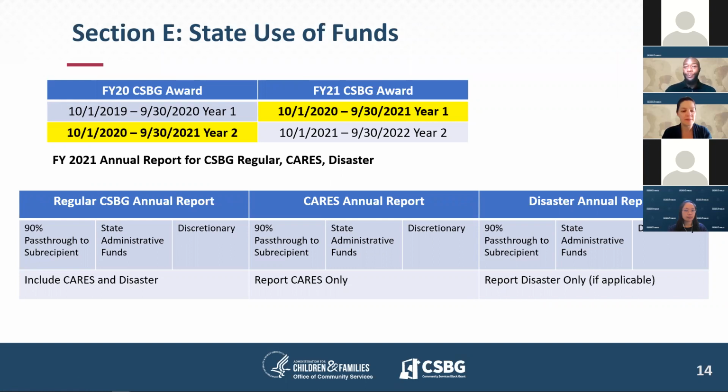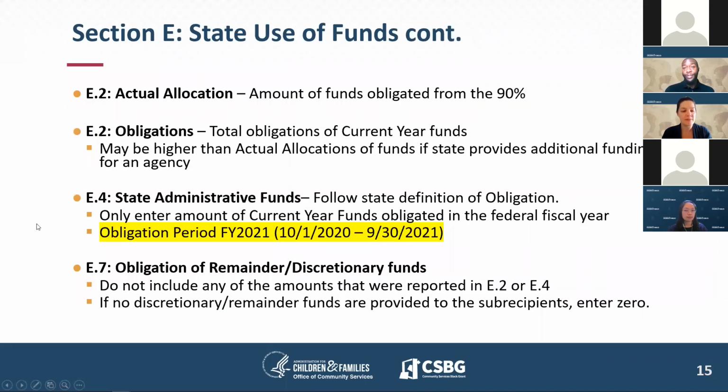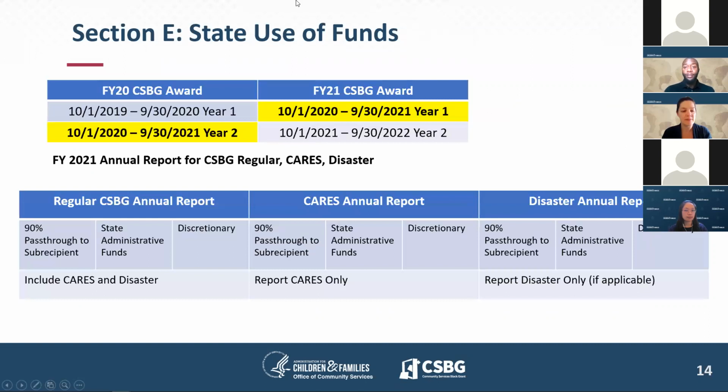The information I'm going to cover is Section E, use of funds. The reporting period for the FY 2021 annual report for CSBG regular, CARES, and disaster is October 1st, 2020 through September 30th, 2021. There are 3 separate reports to be submitted, and I want to clarify what information is to be completed in Section E of each report.